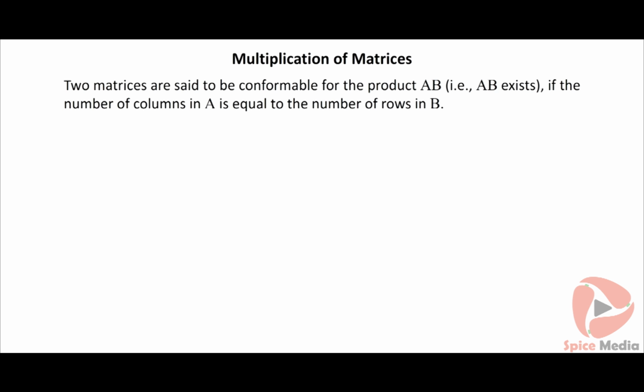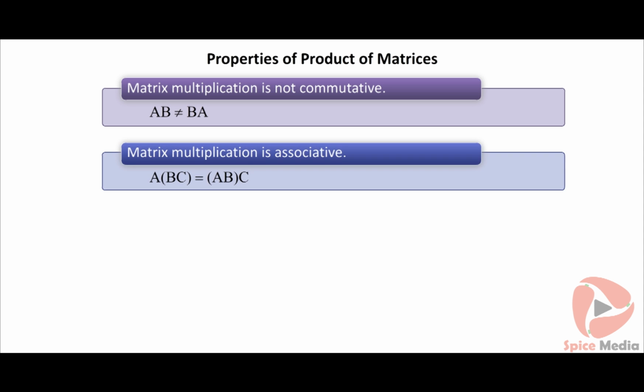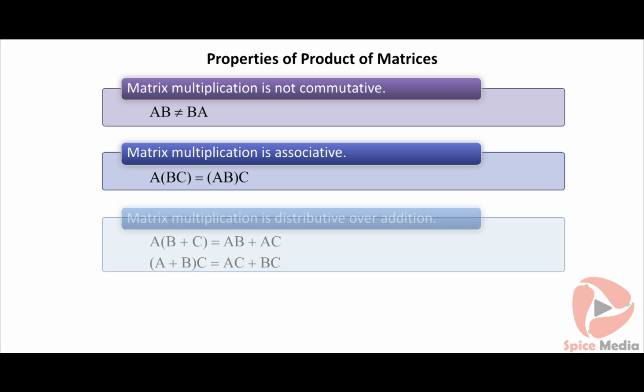Here is the criterion for multiplication of matrices. Two matrices are said to be conformable for the product AB if the number of columns in A is equal to the number of rows in B. Here are the properties of product of matrices. Matrix multiplication is not commutative. That is, AB is not equal to BA. Matrix multiplication is associative. That is, A(BC) = (AB)C.